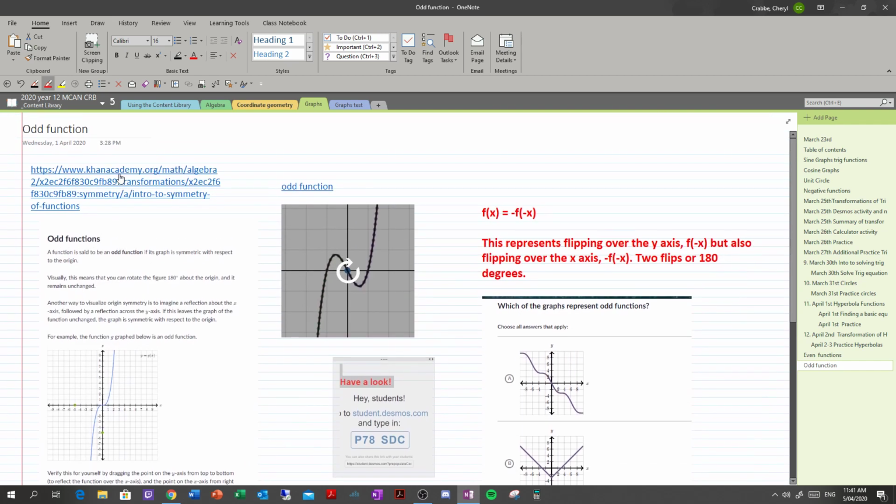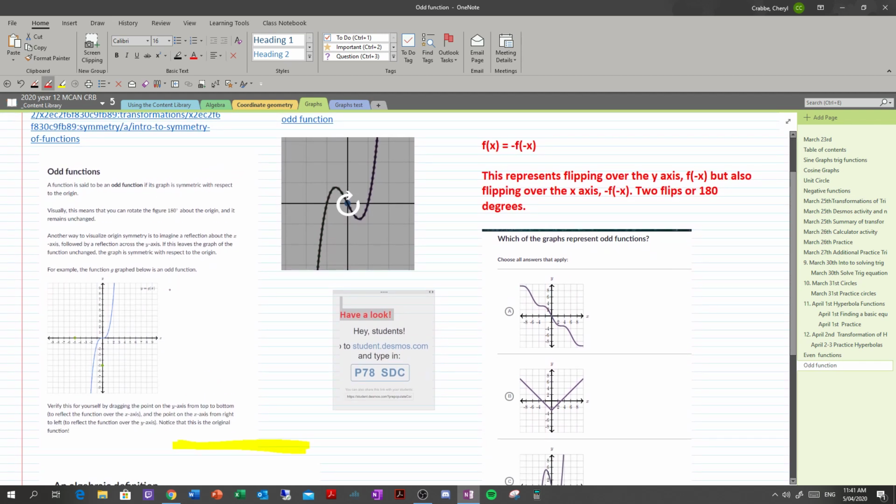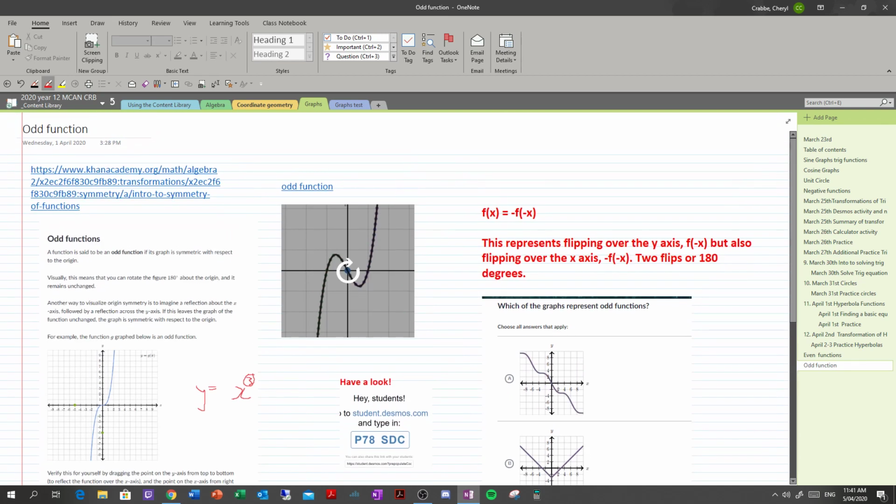If you want to have a look at this Khan Academy link, this is where I got some of this information. But odd functions, cubic functions are odd functions. That would be the most common one. And guess what? See, the exponent's odd. So we'll take a look at what an odd function does, and it's about rotational symmetry in this particular case.